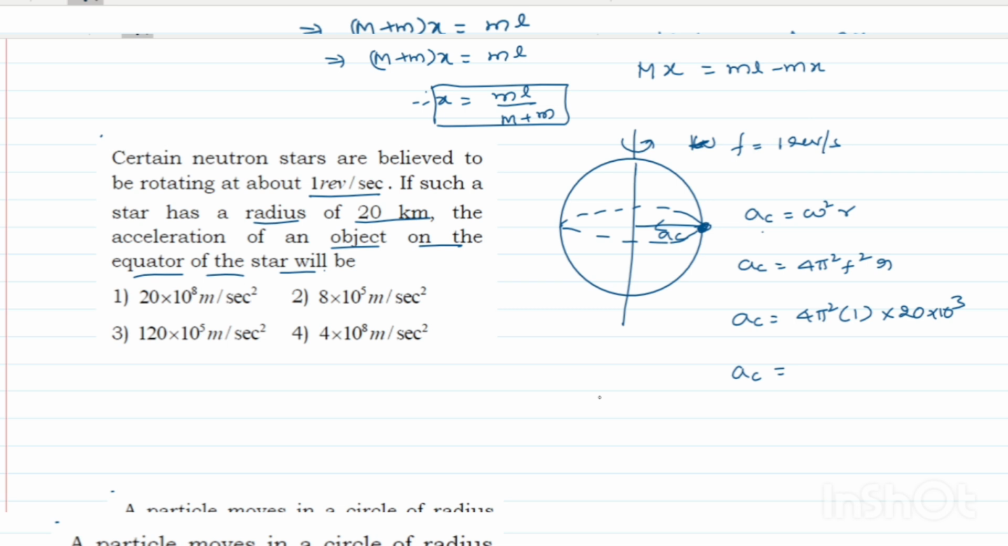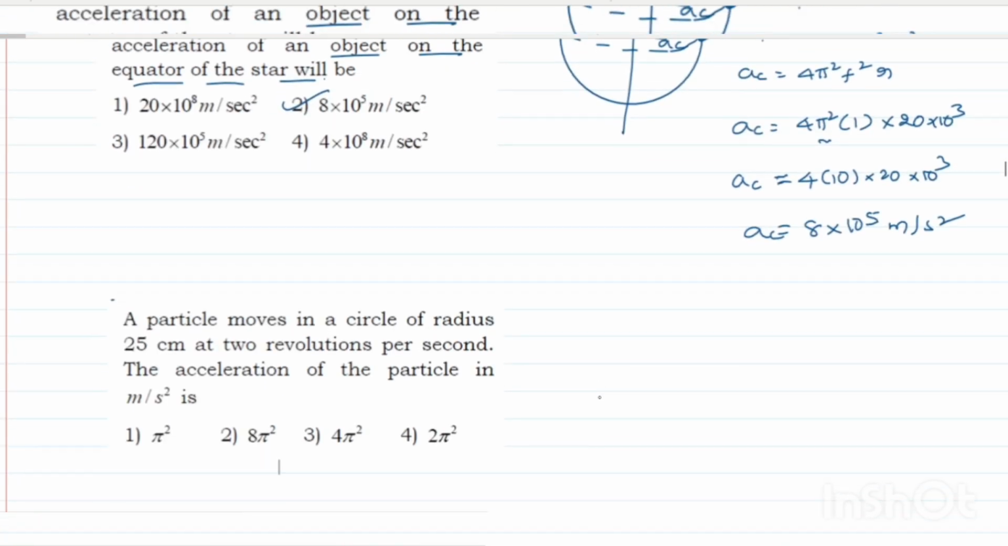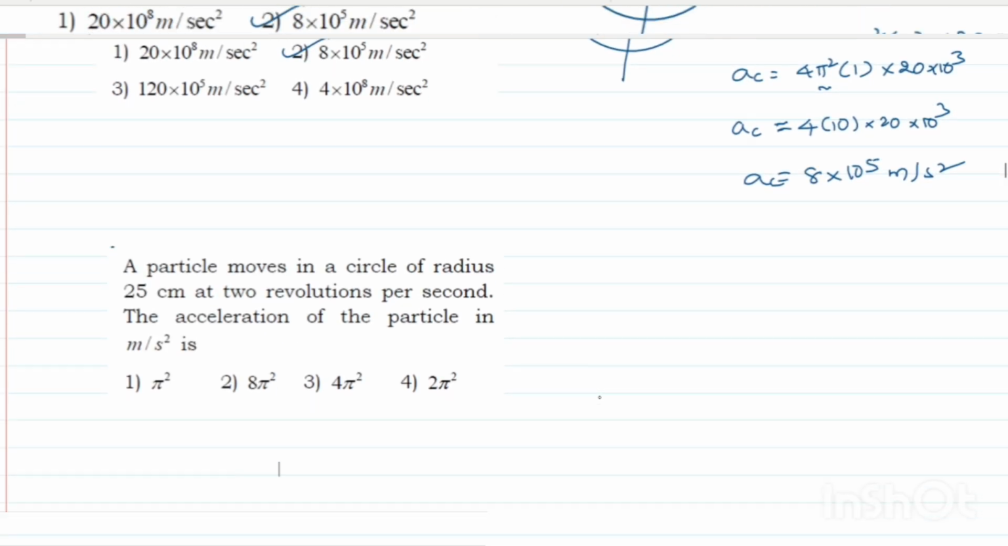Pi square you can approximate as 10, into 20 into 10 power 3, and here we will be getting 4 into 8 into 10 power 5 meter per second square. So this is the acceleration.